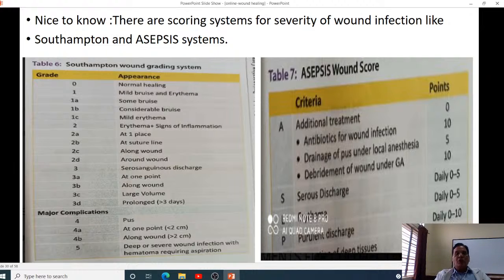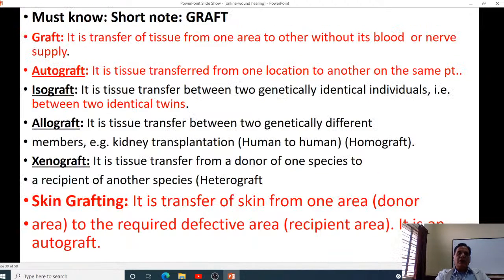Another is asepsis. Just remember that. But Southampton is commonly followed. Next, we'll just finish fast. You also must know what it is. It is called the healing of the wound.